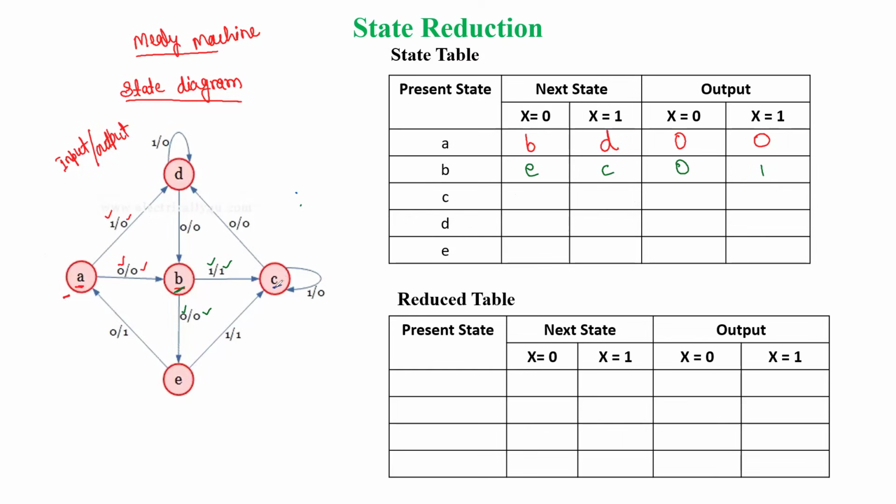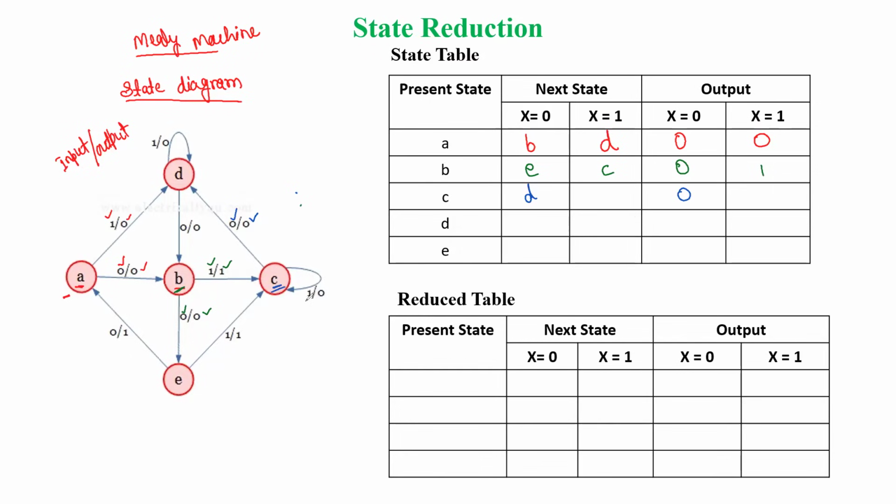Now we are at C. At C, when input is 0, it goes back to the same state, so the next state would also be C. What is the condition here? The input remains the same. So at C, when input is 0, we are moving to D. So here we'll write D, and the corresponding output is 0. So we are writing that here.